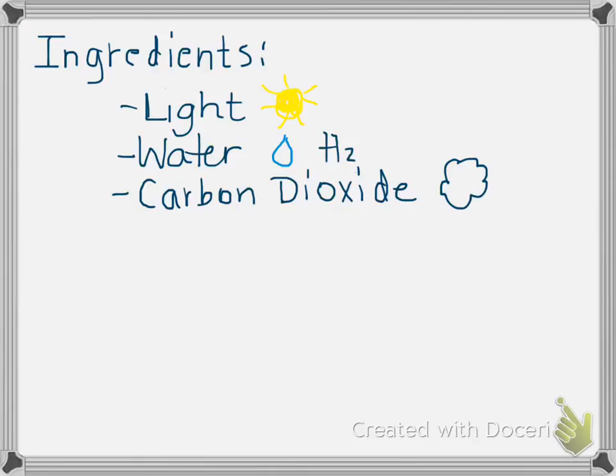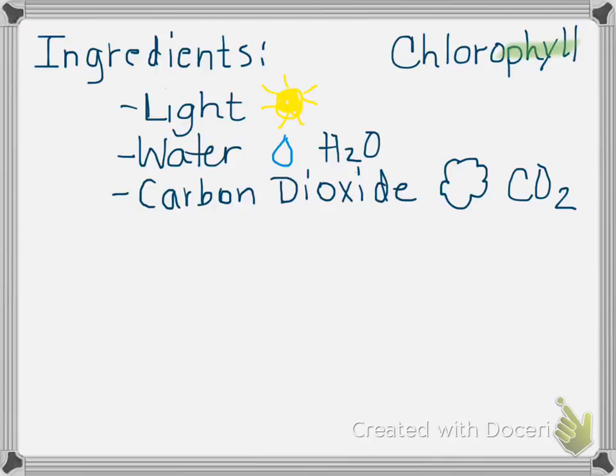Also, write down the chemical formula for these ingredients. H2O for water and CO2 for carbon dioxide. Now I'm going to write chlorophyll up here, and I'm also going to draw a leaf and shade it in green, because remember that chlorophyll is green, and that'll help us remember that color.